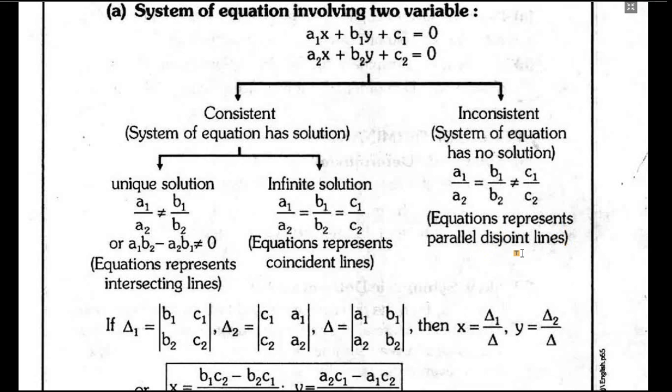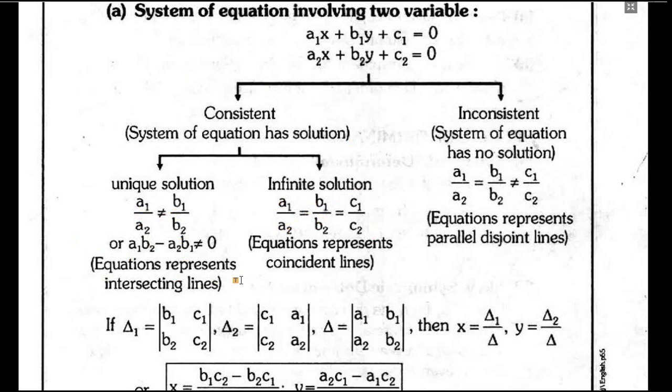First, inconsistent. For the equations a1x plus b1y plus c1 and a2x plus b2y plus c2, we have a1 upon a2 equal to b1 upon b2 and not equal to c1 upon c2. These equations represent parallel disjoint lines. a1 upon a2 equal to b1 upon b2 not equal to c1 upon c2 means this system of equations is going to have no solution.